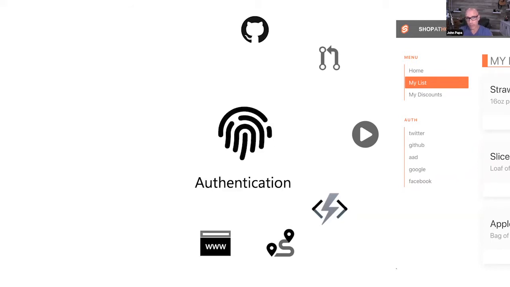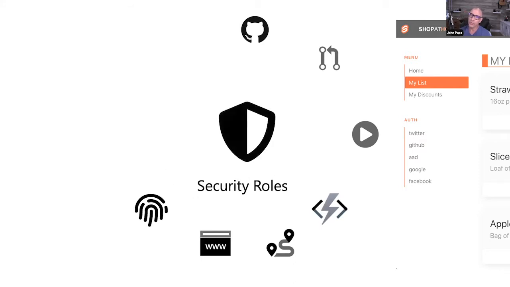Well, talking about security, we want to make sure we can have authentication. This means that I know you are who you say you are. It just means that you know that if I log in as John Papa, that's who the person is. So we want authentication in our app. And of course, authorization. So we want kind of roles in our application.